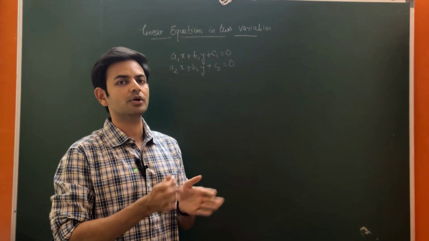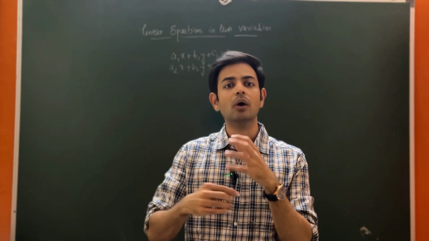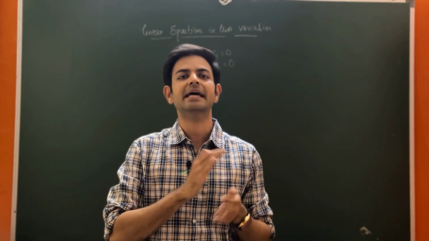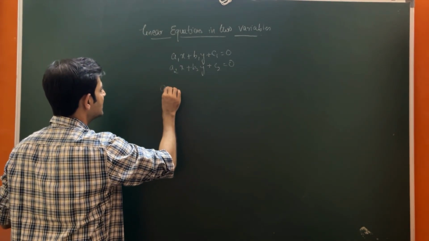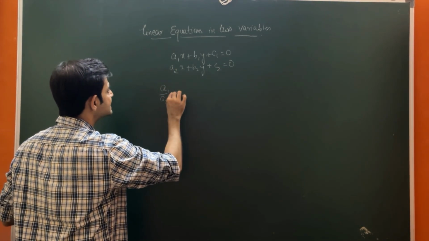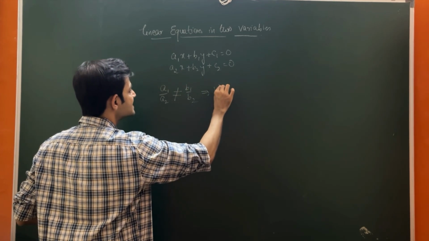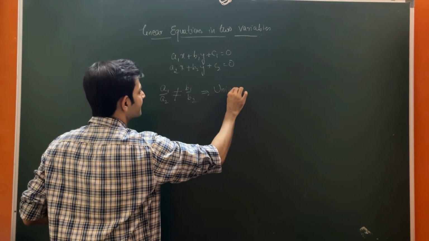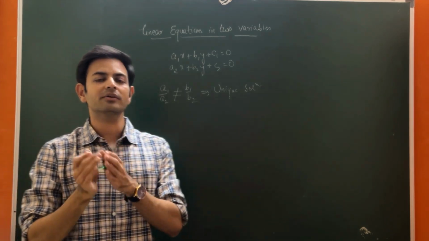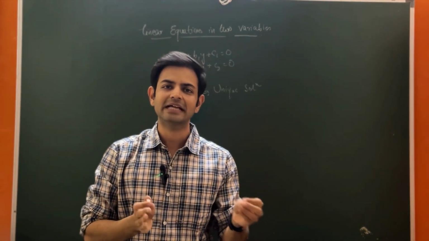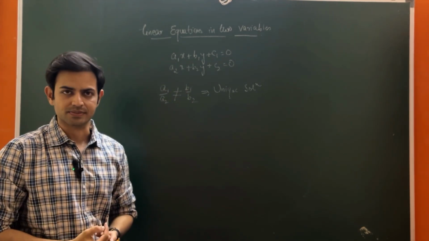Now before we go for solving these equations, let us understand how to check without solving if the solution exists or not. So if the ratio of coefficients a1 by a2 is not equal to b1 by b2, it means it has a unique solution. By the word unique solution, we mean that there exists only one value of x and one value of y, which will satisfy both the equations.